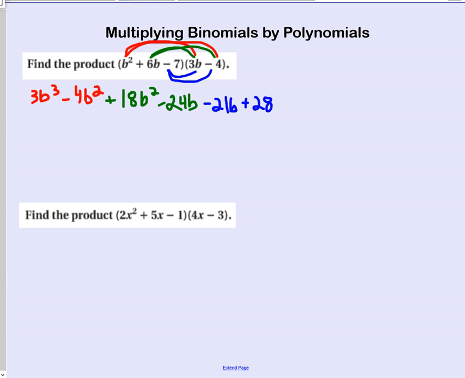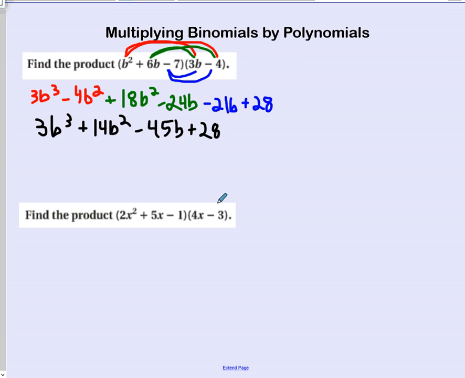All right, I'm going to start combining my like terms. If I look at my like terms, I've got 1b cubed, so I'm just going to end up with 3b cubed out front. Negative 4b squared and plus 18b squared is going to get me 14b squared. Then I'm going to have negative 24b minus 21b. So that is going to get me negative 45b. And then the 28's by itself, so plus 28. And that would be your answer. All right, let's try it one more time.